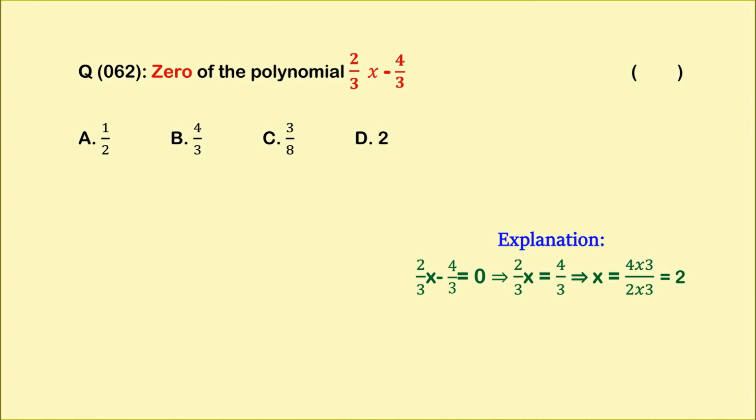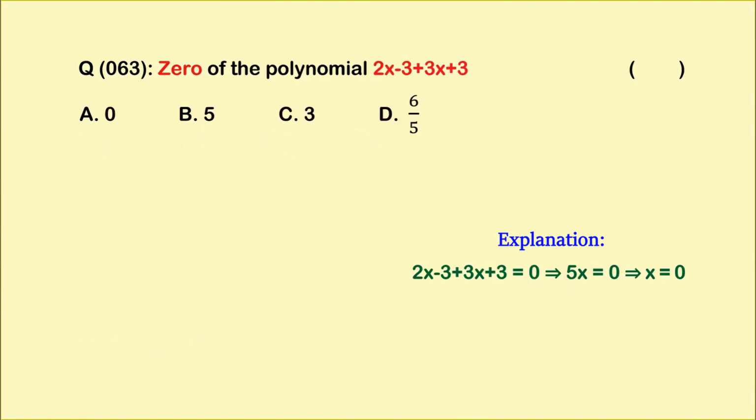3 get cancelled, 2 1s are 2, 2 2s are, so the value of x is equal to 2. So the right answer is D. Question number 63. Find the zero of the polynomial 2x minus 3 plus 3x plus 3. So if you add minus 3 plus 3, we will get 0. So 2x plus 3x is nothing but 5x. So 5x is equal to 0 means x is equal to 0. So the right answer is A.